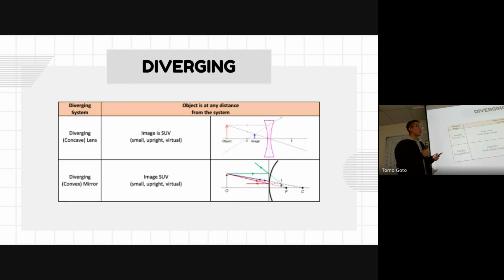And now I'll give a quick summary on the images formed by different lenses and different mirrors. So for a diverging lens and diverging mirror, the image is always upright and virtual. And the diverging lens is called concave because its curve is inward, and convex for the mirror is because the mirror's curve is outward.